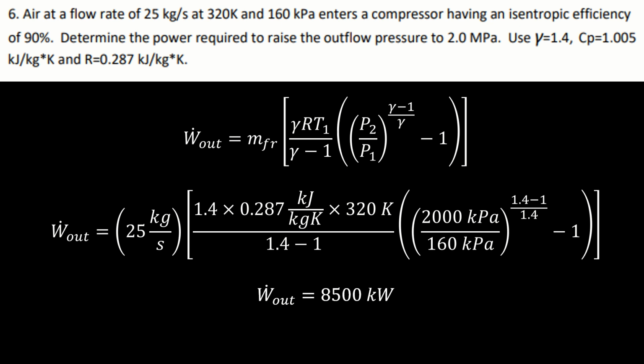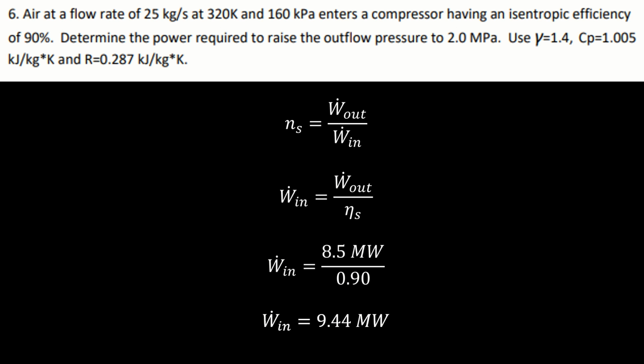What we end up getting is 25 kilograms per second times the quantity of 1.4 times 0.287 kilojoules per kilogram Kelvin times 320 Kelvin divided by 1.4 minus 1, all multiplied by, again keeping pressures in the same units, 2,000 kilopascals divided by 160 kilopascals raised to 1.4 minus 1 divided by 1.4, and then afterward subtracted by 1. Rounding it, this comes out to an output work transfer rate of 8,500 kilowatts.